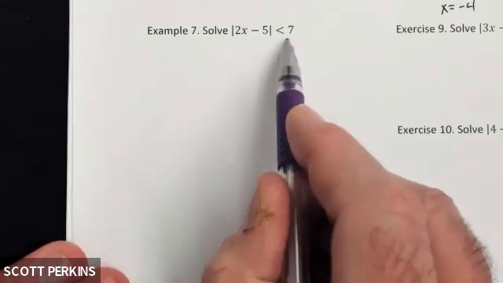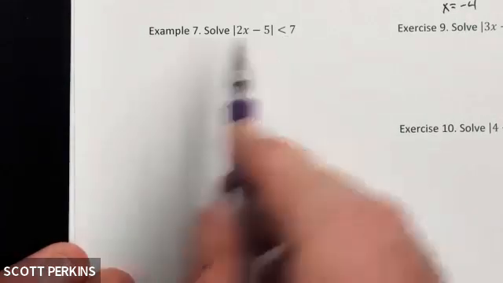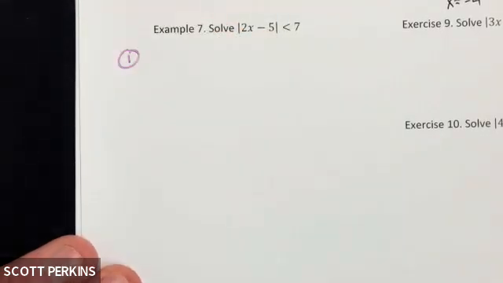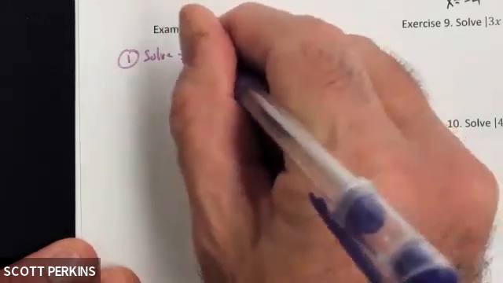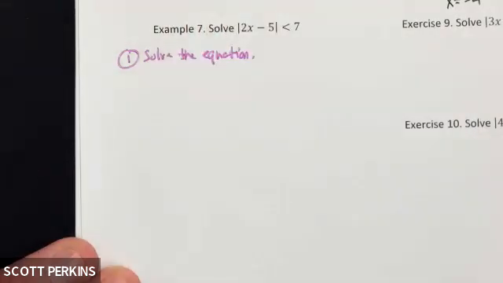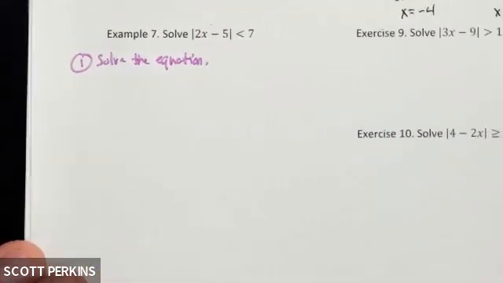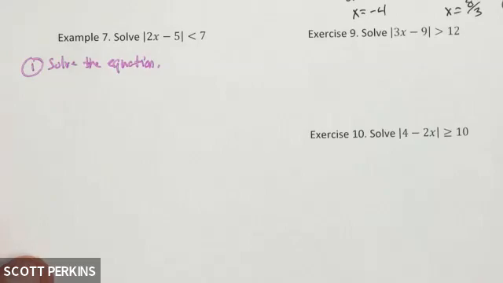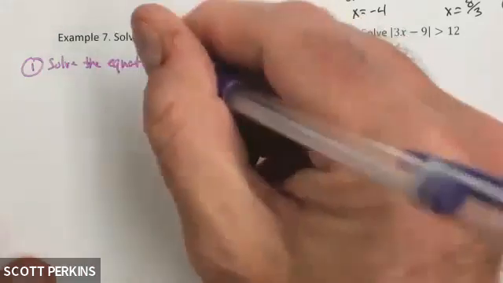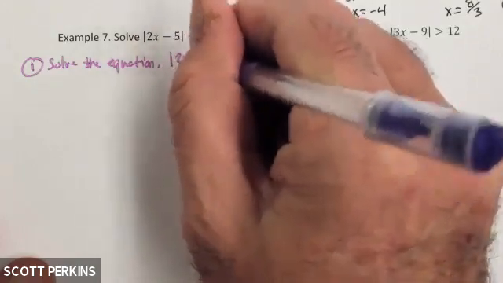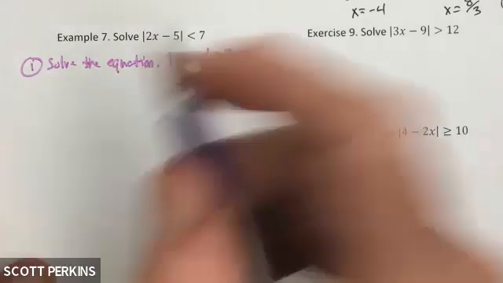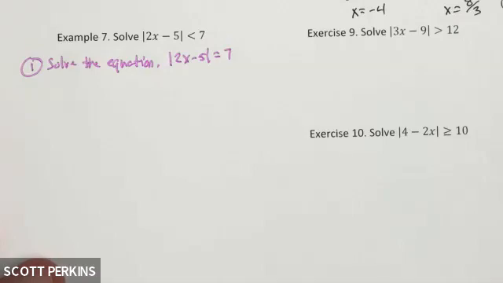So when you are given an inequality here, whether it's absolute value or any of the ones we do in the future, the first thing you're going to do, step 1, is you're going to solve the equation. We've already done that. If you look up at example 6 is the equation that's related to this. It's absolute value of 2x minus 5 equals 7. Okay, that's what I mean by solve the equation. Just replace the inequality with an equal sign.